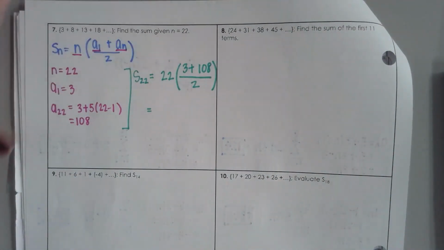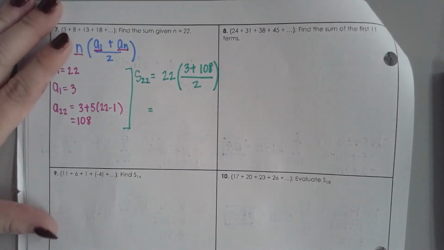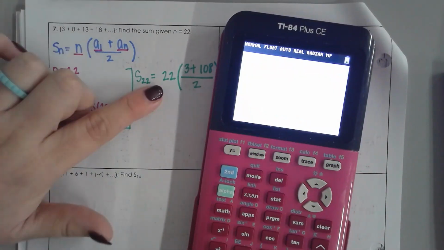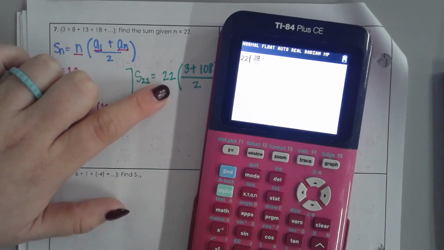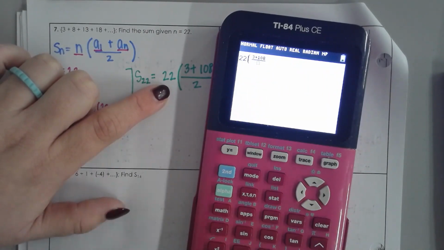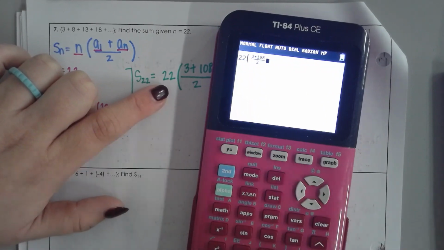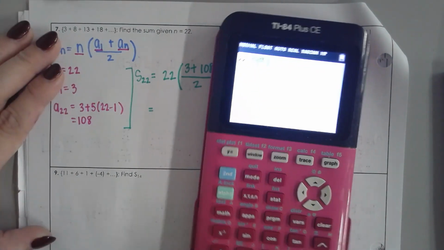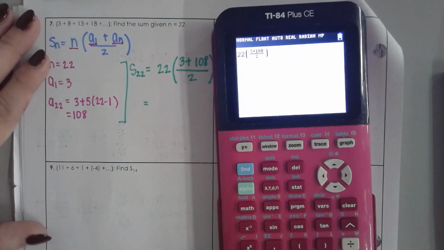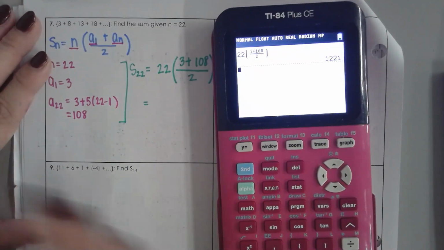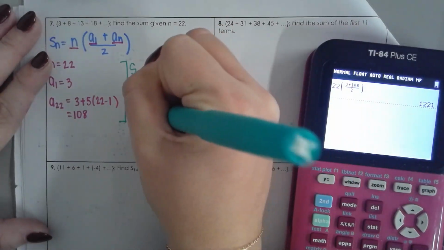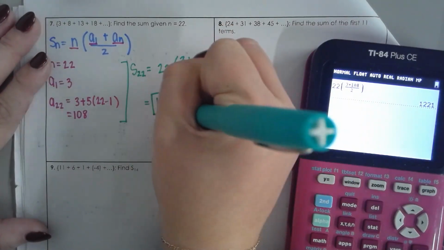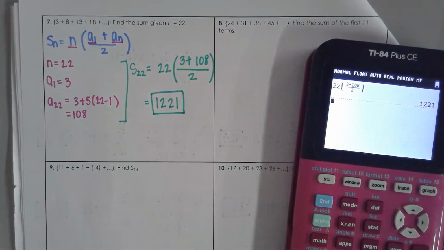The best way to avoid that is type it in like a fraction. So 22, type it in exactly as you see it. And get 1,221. If you would have done sigma for the same problem like we did those first 4, you would have got the same answer.